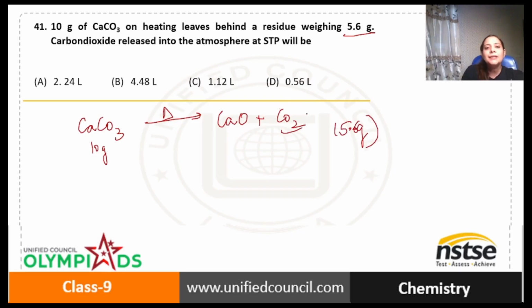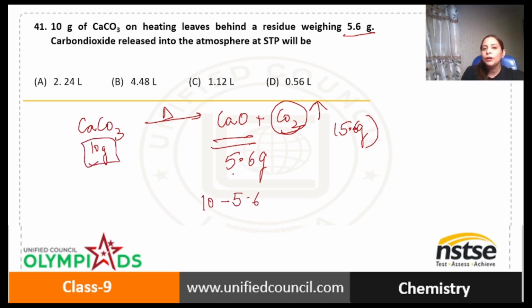Now we know that this is gas. So basically residue is the weight of calcium oxide only. So if somebody asks you how much CO2 is liberated, obviously CO2 liberated would be 10 minus this, because initially it was this, you got this, so the rest of the mass was of gas. So it comes out to be 4.4 grams. So that means CO2 is 4.4 grams.